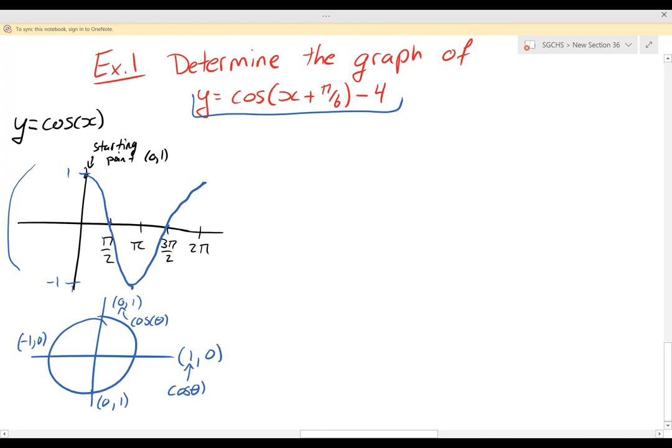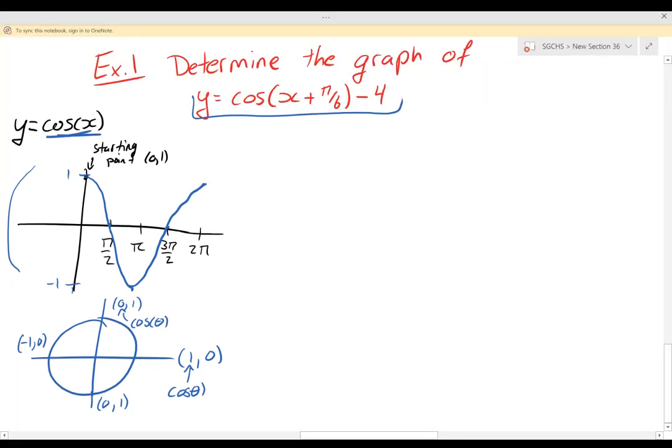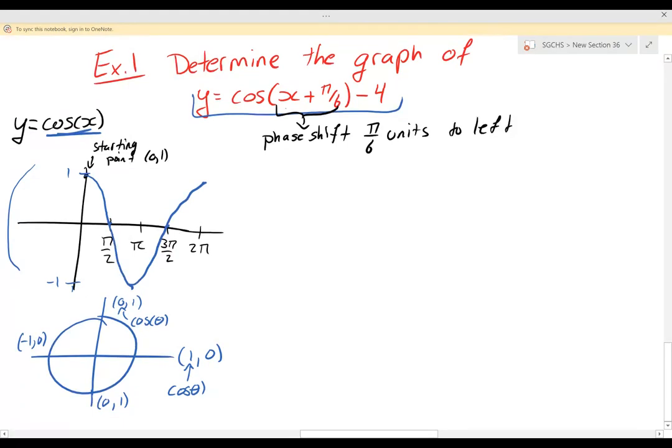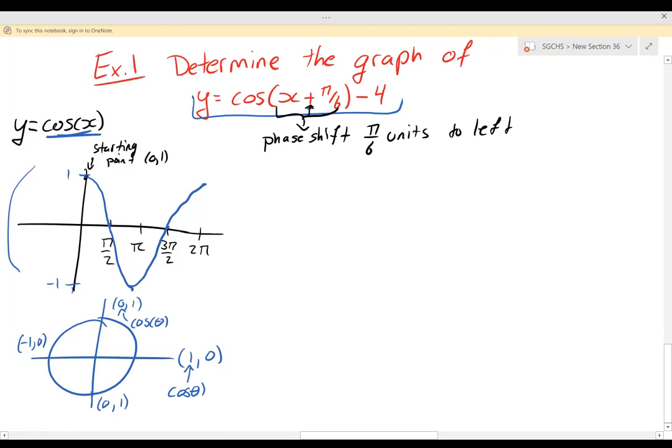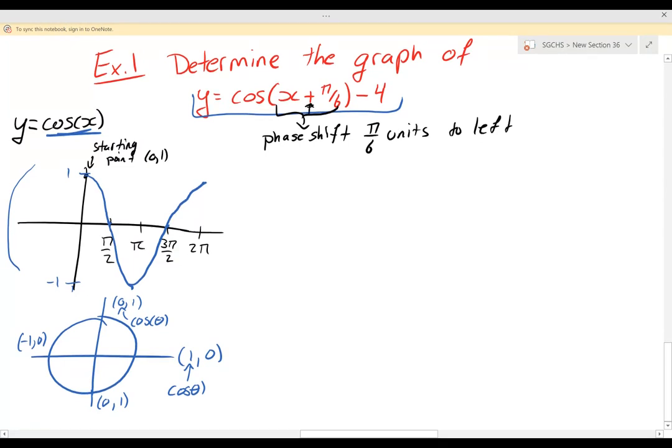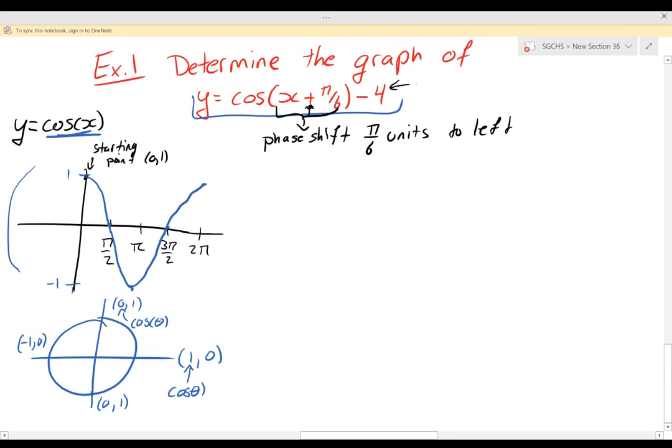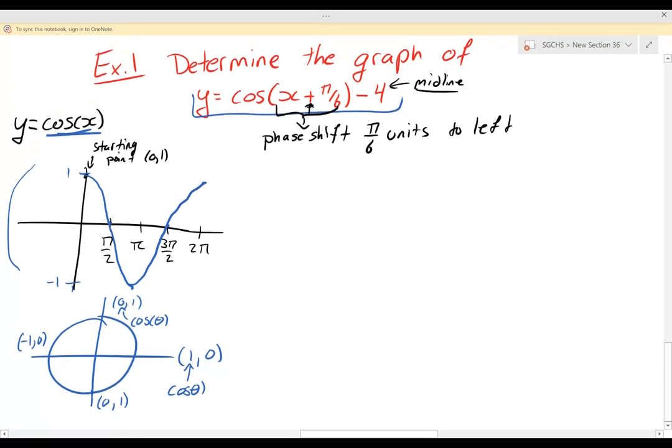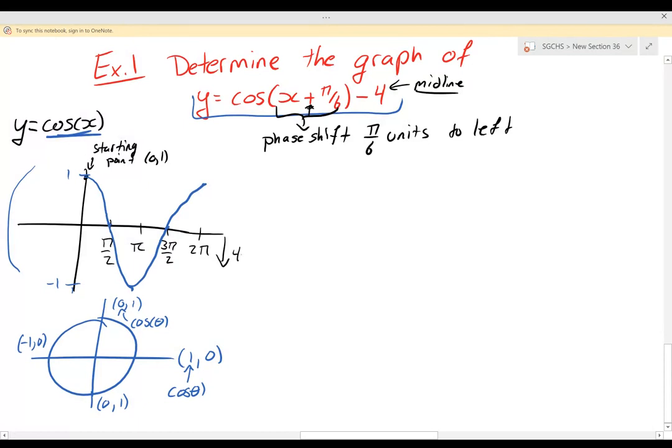Because we can see these as simply shifts applying to our base function cos x, right? So x plus pi over 6, this is a phase shift pi over 6 units to the left. Remember, when a transformation occurs on the x coordinates, it's opposite. So we are moving left even though there's a positive here. That tells us we've moved to the left pi over 6 units. This minus 4 is attached to our midline. So we have taken our entire graph of cos x and moved it down 4 units.